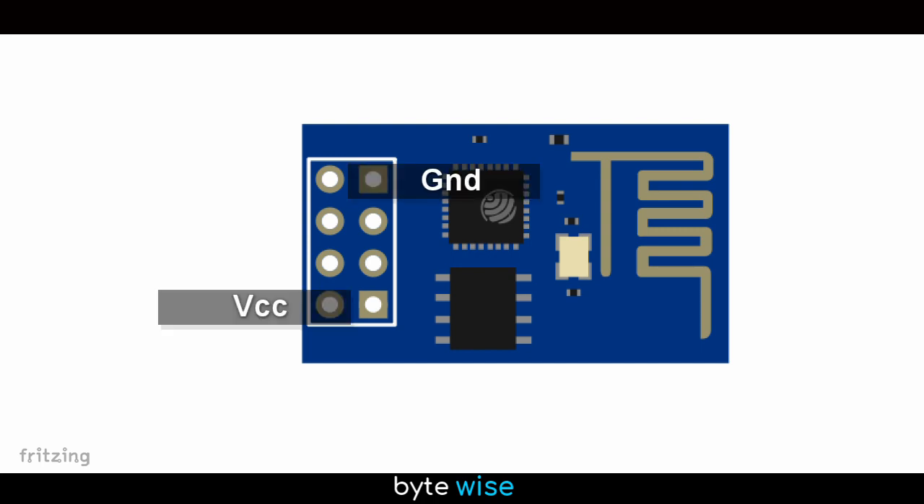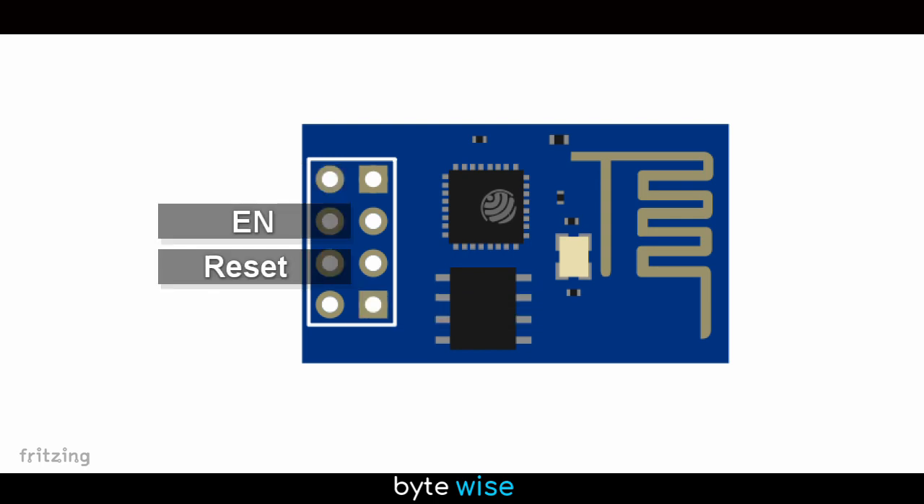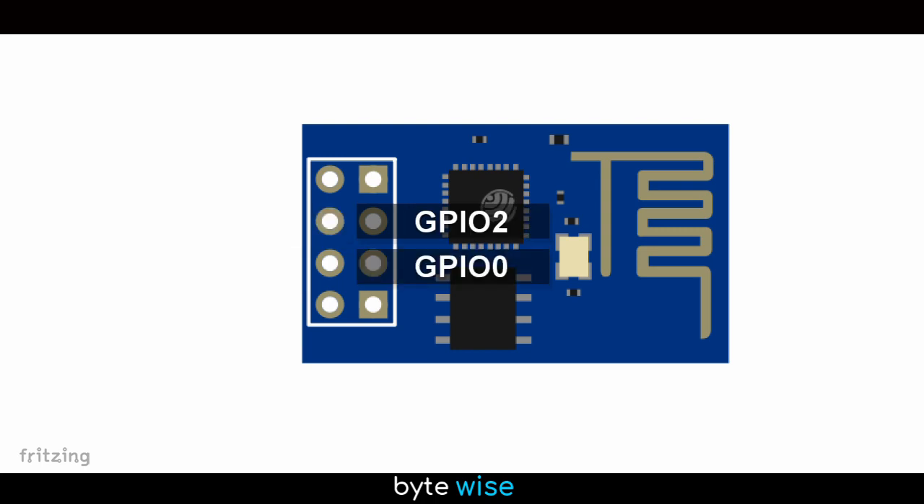The 8 pins break down as 2 for power, and VCC is 3.3 volts, 2 for transmit and receive of serial data, 1 to enable the chip and 1 to reset it, and that leaves the 2 exposed GPIO pins. The dedicated pin 2 and GPIO 0, which controls whether the chip is running or waiting for a new program to be flashed.